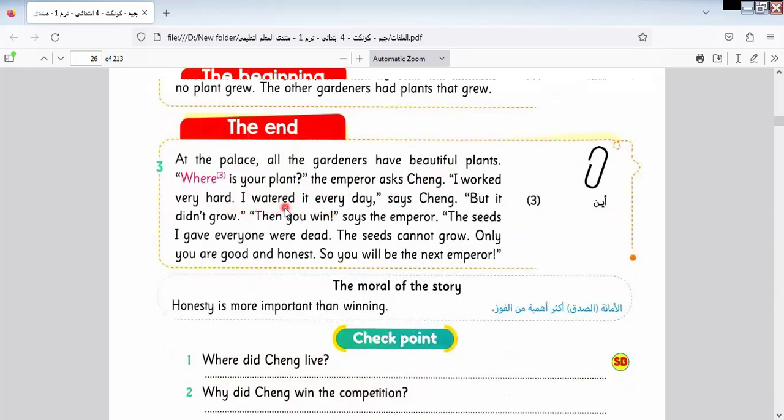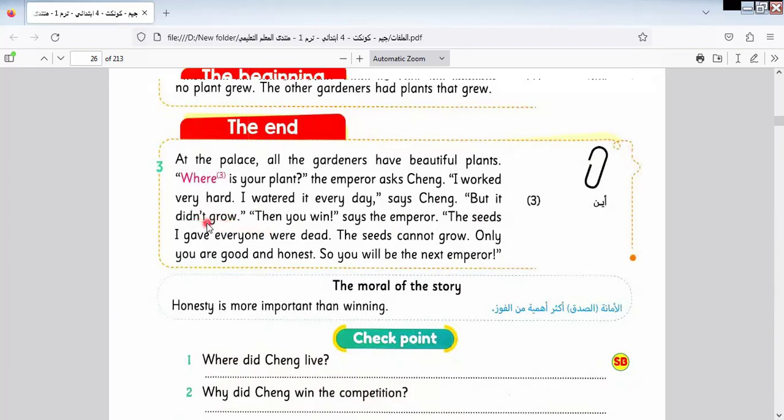I watered it. Here, water. We know that water is a noun. Water comes as a noun and also as a verb, like this. I watered it means I gave the plant water. Okay, I watered it every day, says Qing, but it didn't grow. Here we have didn't, and the verb is returned to the infinitive form.